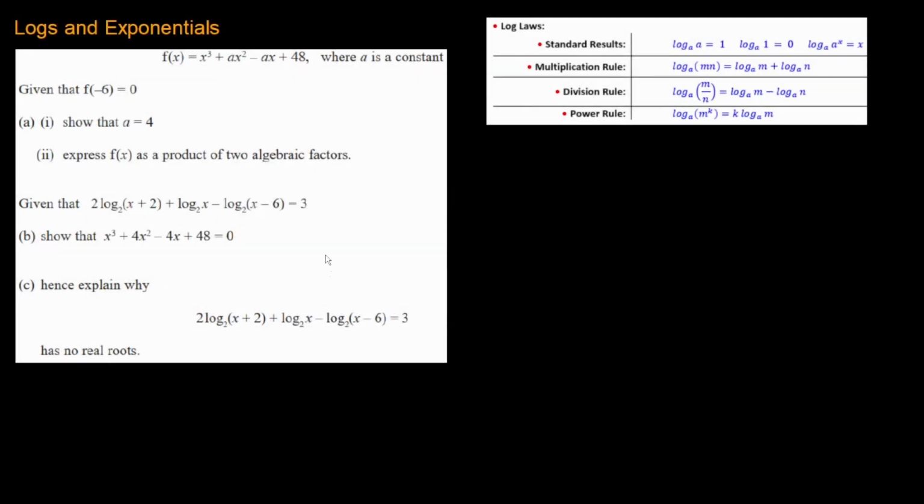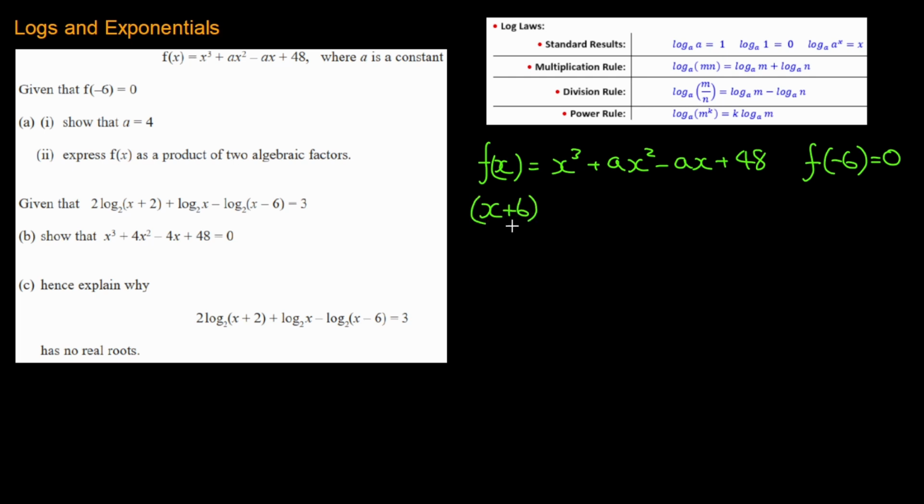This is a question which lumps your knowledge of roots of cubics with logs. Let's go through it step by step and find out what's going on. Right, we've got this cubic and we're told that f(-6) equals 0. Well, if that's true, then x plus 6 is a factor. This is by the remainder theorem.